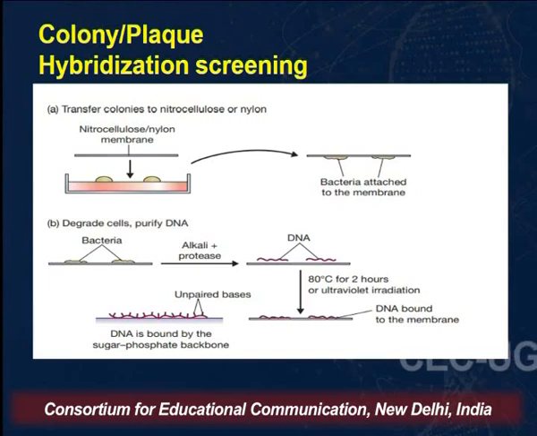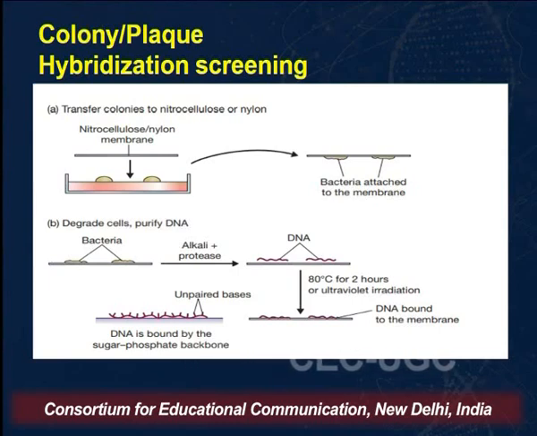You can look at the procedure; this is a schematic representation. You cut a nitrocellulose membrane and press it slightly onto the plate, and therefore either the bacterial cells or the bacteriophages will stick to it. This is shown for colony hybridization, but the same scheme is followed for the plaque hybridization screening also.